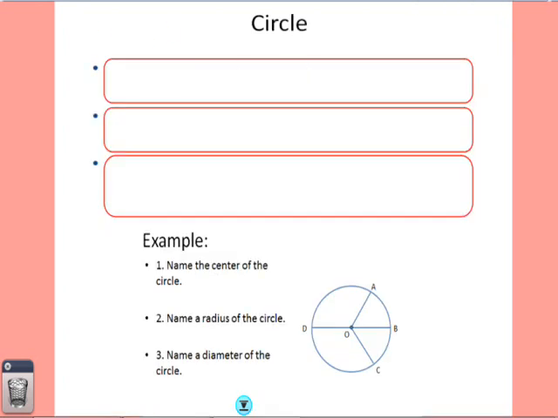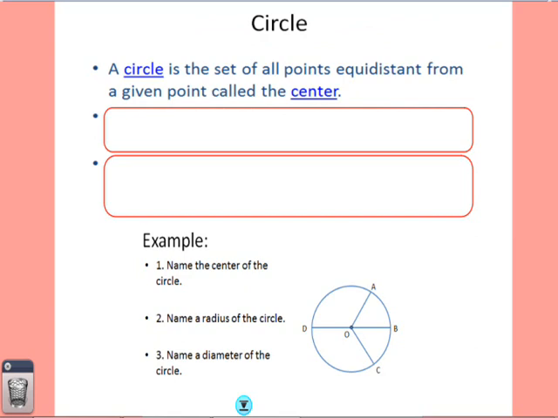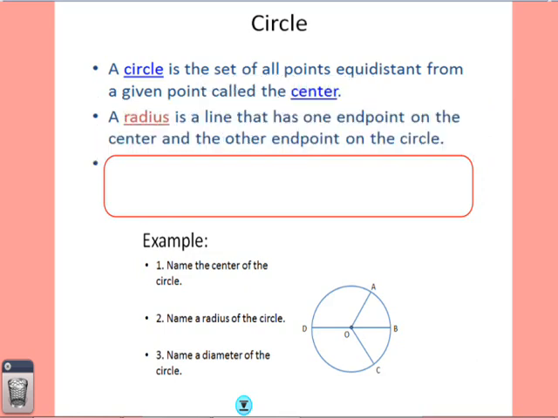First we're going to start with the circle itself. There's some vocab here that we need to concern ourselves with. First, we need to understand that a circle is the set of all points equidistant from a given point called the center. That's a definition that you should probably already know. A radius is a line that has one endpoint on the center and the other endpoint on the circle. And a circle can have obviously more than one radius. Then it would be radii.